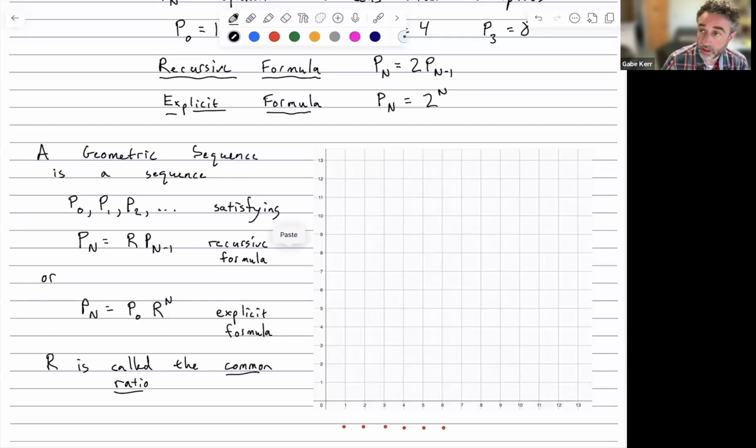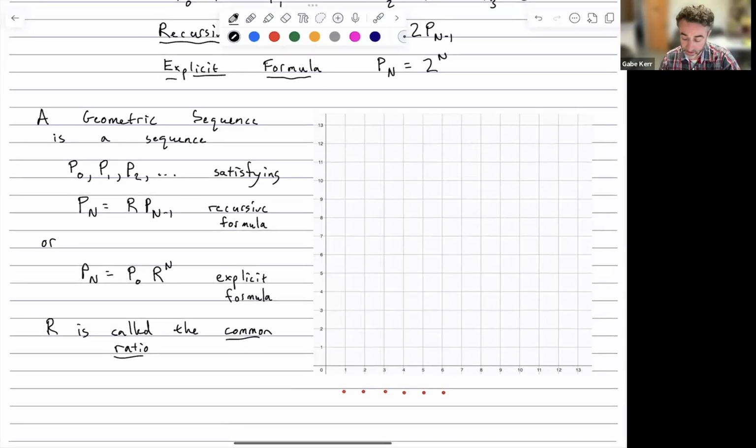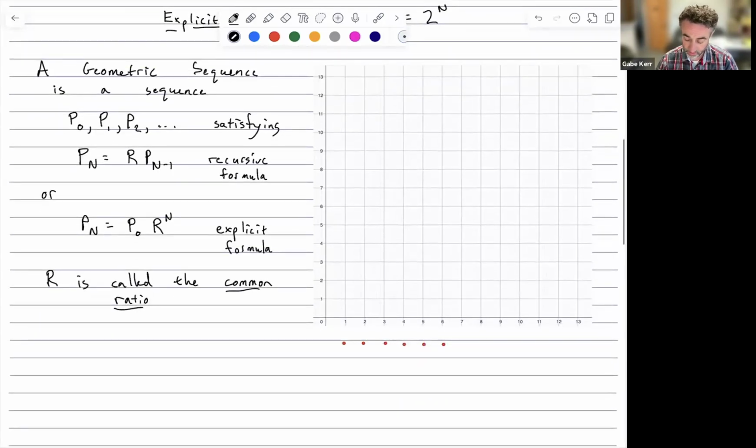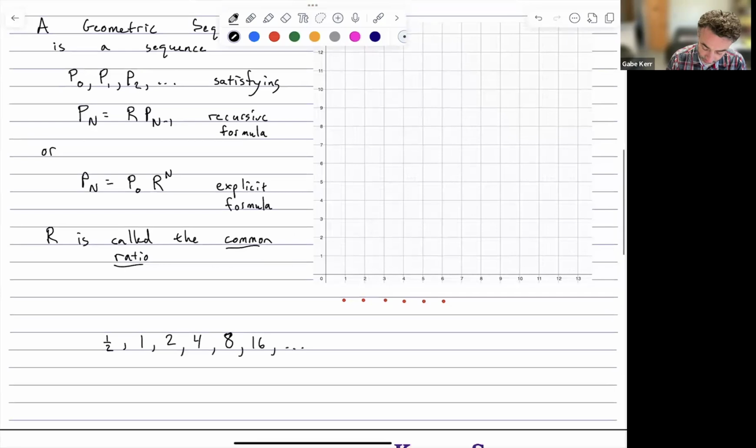So there are a lot of geometric sequences that you can have, but let's look at one example. Let's say we have the following geometric sequence. We will use 2 again, and I'll just start with 1/2, 1, 2, 4, 8, 16. So my P naught is 1/2.